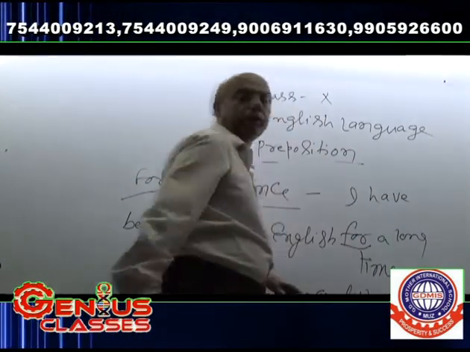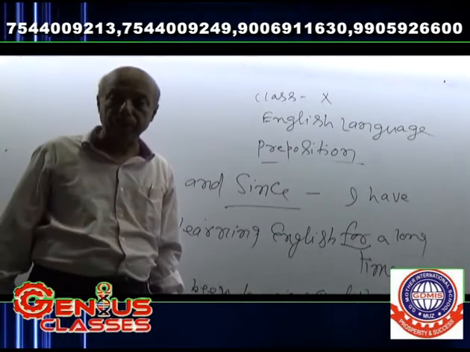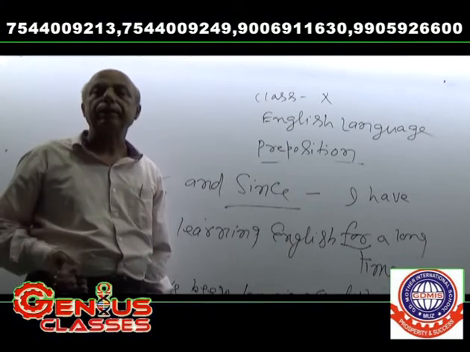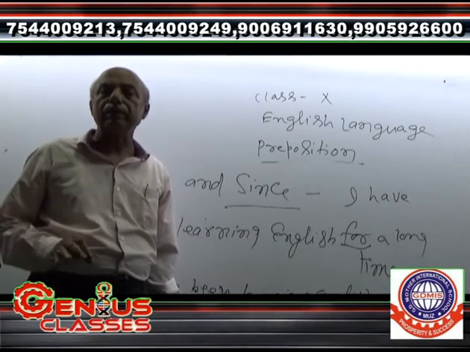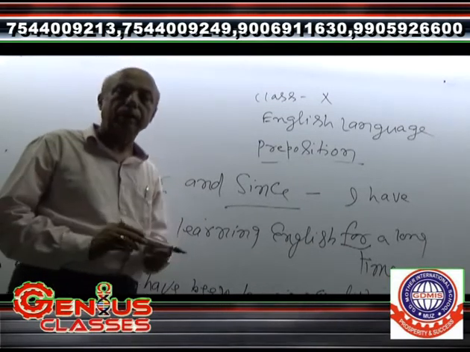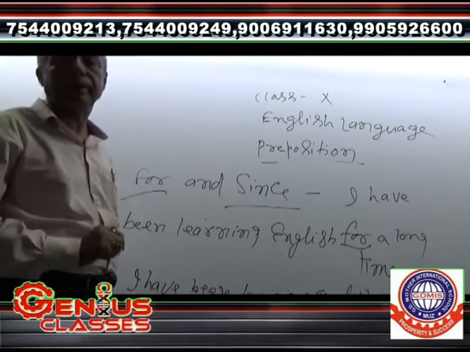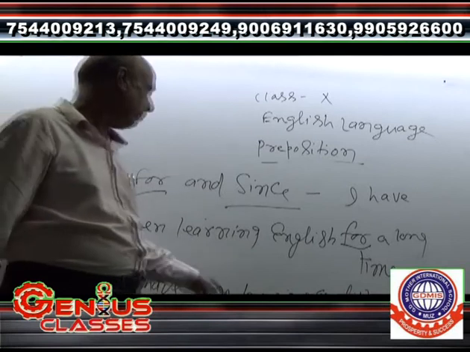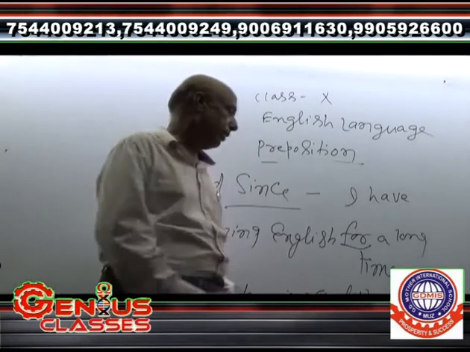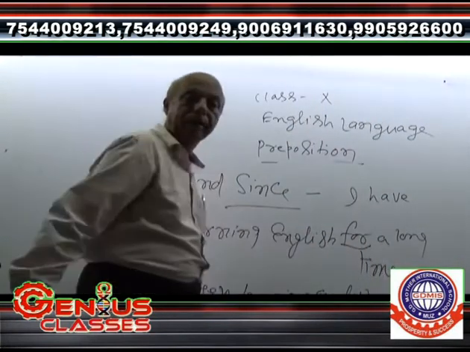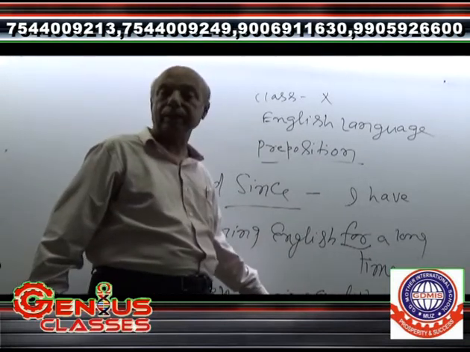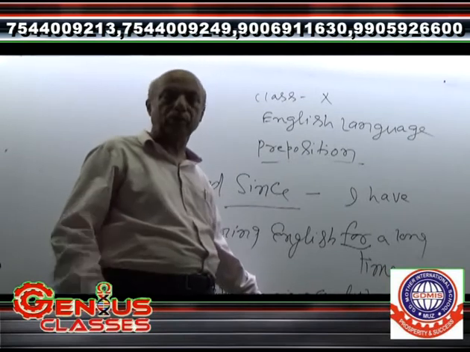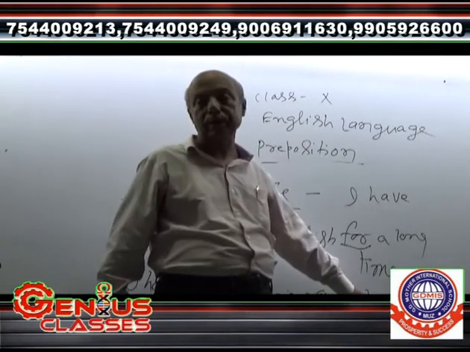Here, for is used as a preposition, and it shows very clearly that English has been learned by me for a long time. It indicates a period of time. In the second sentence, I have used "I have been learning English since 2011." It means here a time point is given. That is why since has been used.